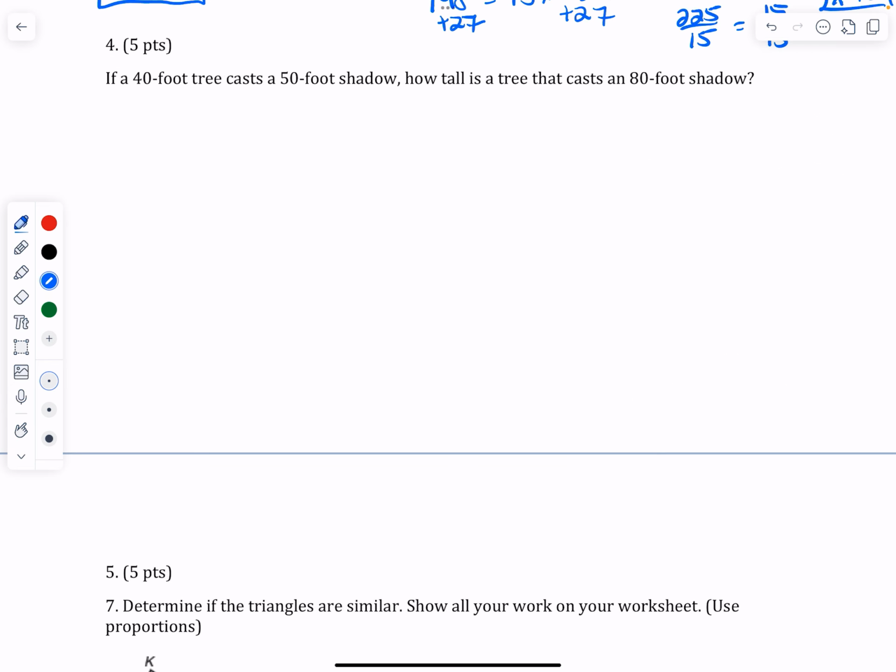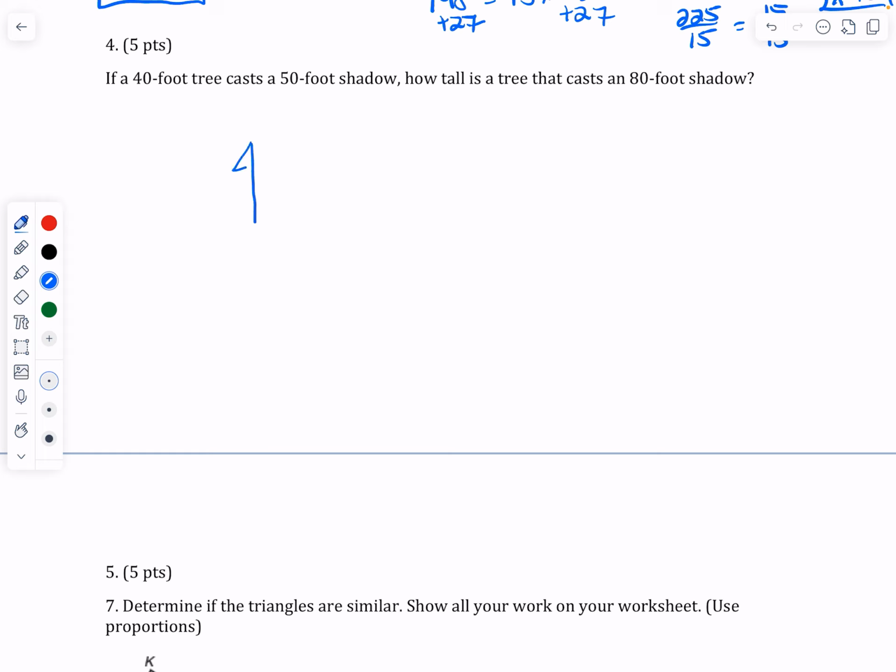This is question 4 from the extra practice review for Unit 3. If a 40-foot tree casts a 50-foot shadow, how tall is a tree that casts an 80-foot shadow? Sorry, it said shadow. Okay. All right. So if we're going to draw this out, I have a 40-foot tree.